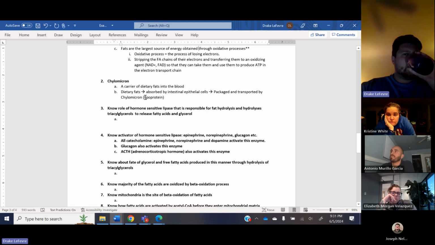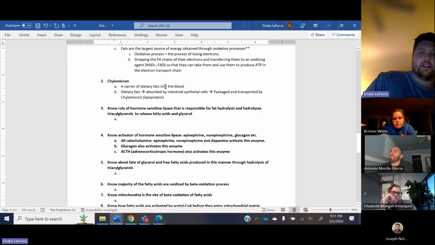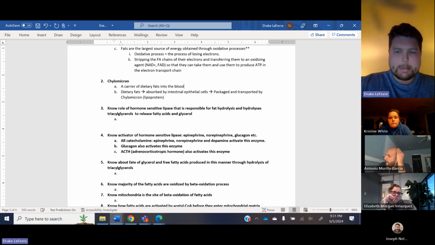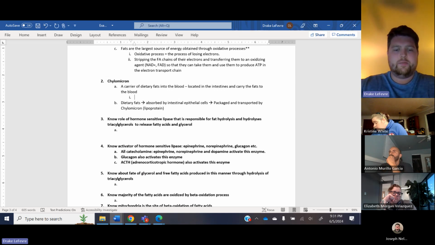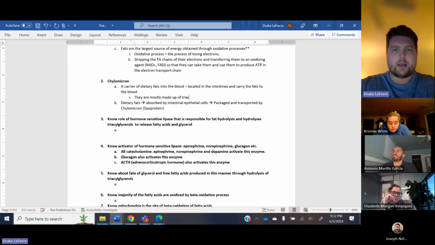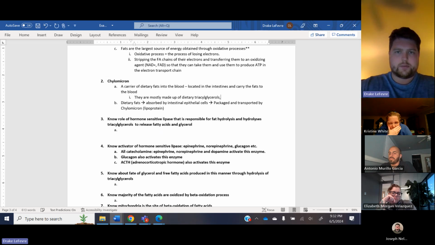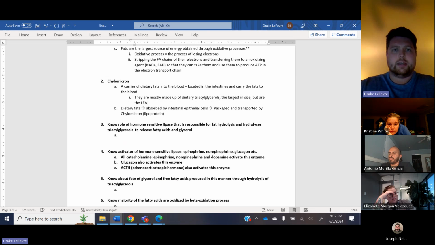The chylomicrons, a carrier of the dietary fats into the blood, located in the intestines, carry the fats to the blood. A couple of details: they are mostly made up of triacylglycerols, specifically dietary triacylglycerols. They are the largest in size, but are the least dense of all the lipoproteins.